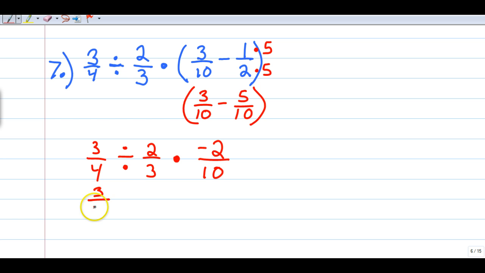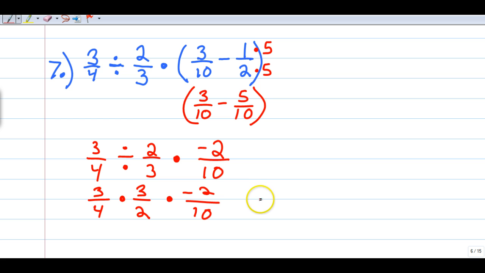The original value, the 3/4, carries down. The division sign becomes a multiplication, and that divisor we flip over. It becomes 3 over 2, and we can also carry down that negative 2/10. Now we have multiplication straight across. We could multiply these straight across and reduce.